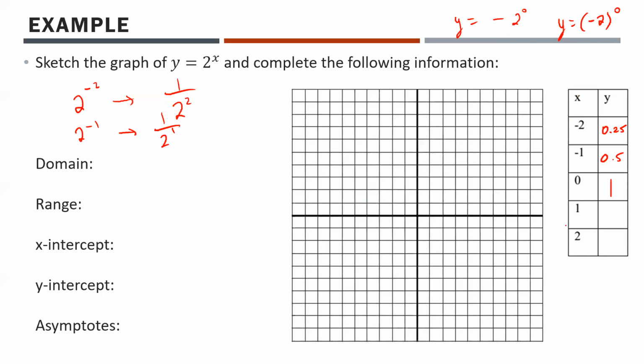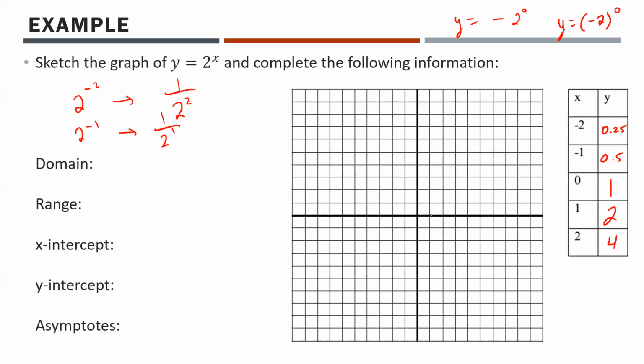All right, next up, x is 1. Well, 2 to the power of 1, that's pretty easy. That's just 2. And then 2 to the power of 2, that's not bad either. That's just 4. So now we have a pretty good idea of what this is going to start looking like. Hopefully, we can start plotting these points on our graph.